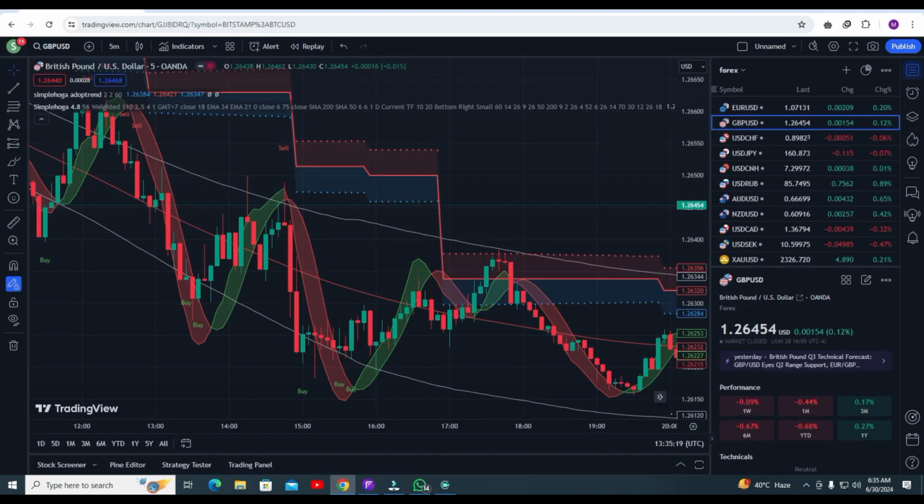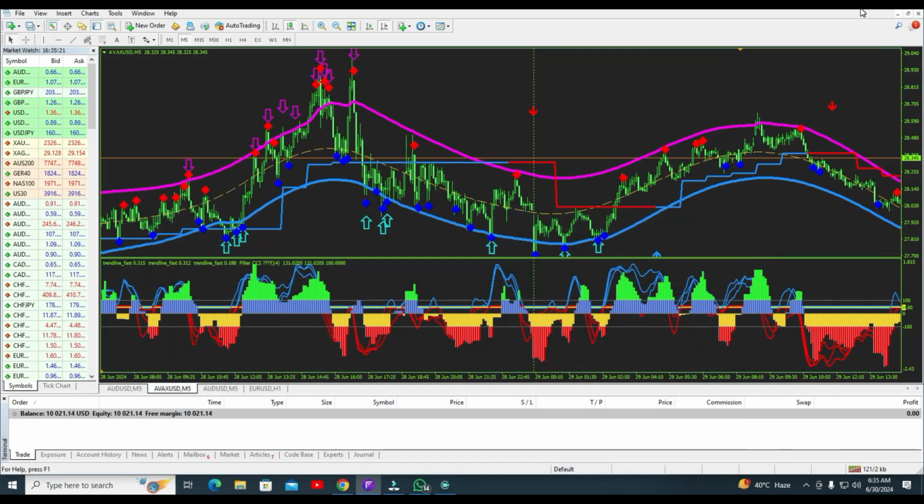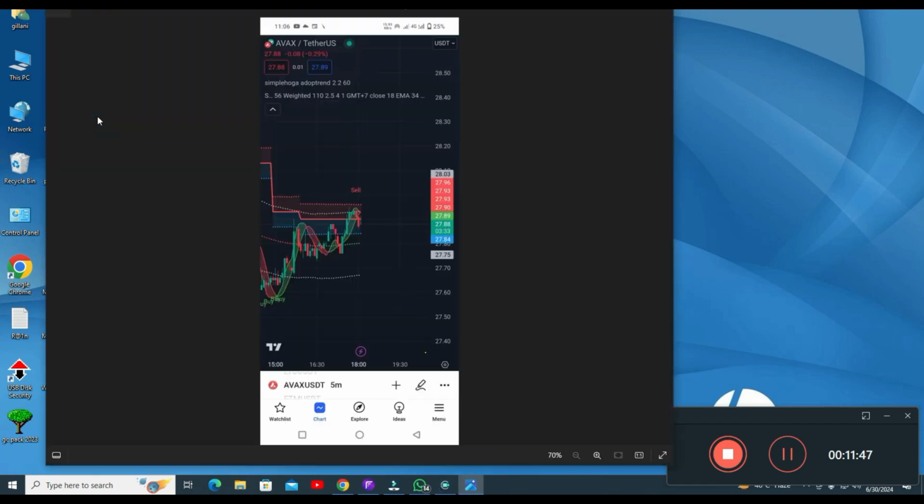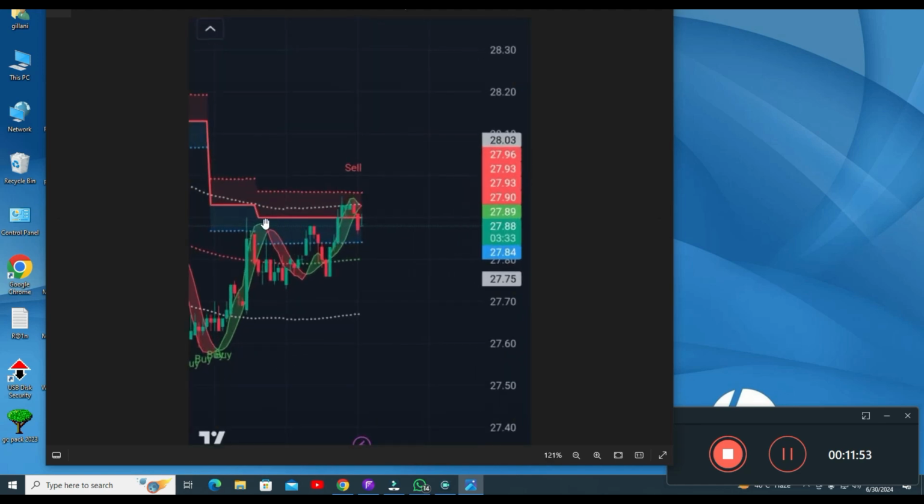These are TradingView indicators, and let me show you some results. Here is the screenshot I recorded. I took a trade here on AVX. Just like I told you, this trend line is red, so you have to go for the sell trade. You can see each condition is true.